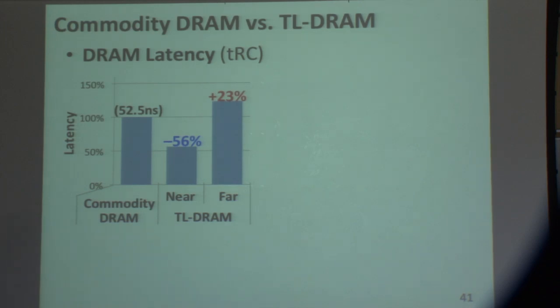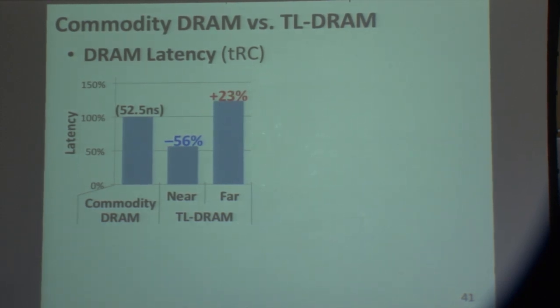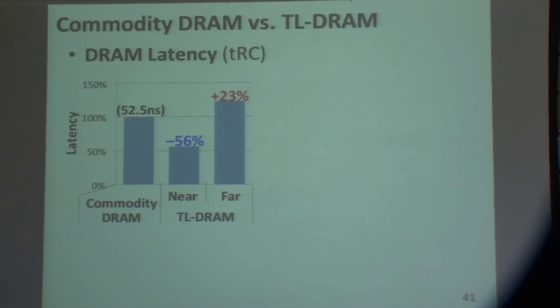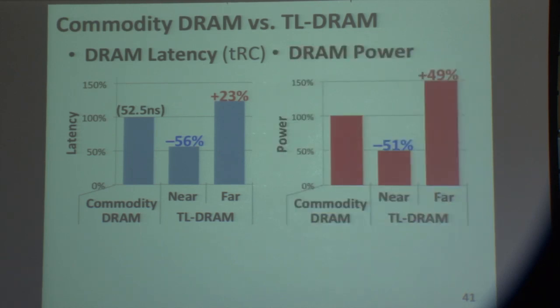So 480 cells in the far segment, 32 cells in the near segment. Now, far segment latency increases, right, by 23%. This is bad news. But that's what you pay with heterogeneity, right, with the isolation transistors. So you need to somehow manage this memory.